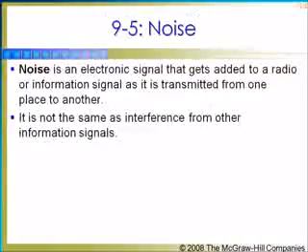Our next topic is about noise. Noise is said to be an electronic signal that gets added to a radio or information signal as it is transmitted from one place to another. So this noise is not the same as interference from other information signals. If the noise level is high enough and or the signal is very weak, the noise can completely obliterate the original signal. Obliterate meaning to destroy completely so that nothing is left.